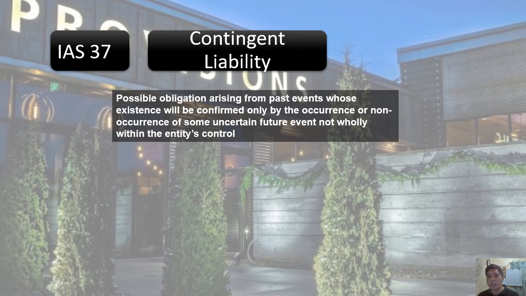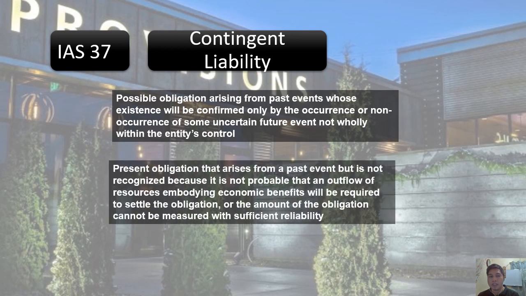Although it arises from a past event, the confirmation or the occurrence of the obligation is still uncertain, or the likelihood is not above 50%. So therefore, it is not recorded. Another definition of a contingent liability is that it is a present obligation that arises from a past event but is not recognized because it is not probable that an outflow of resources embodying economic benefit will be required to settle the obligation, or the amount of the obligation cannot be measured with sufficient reliability.